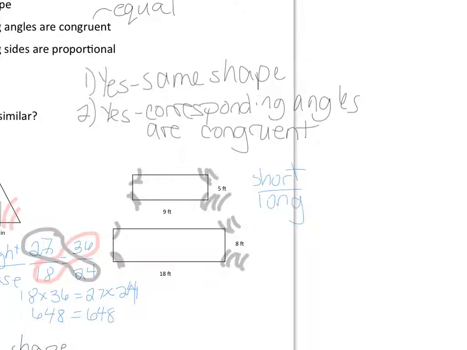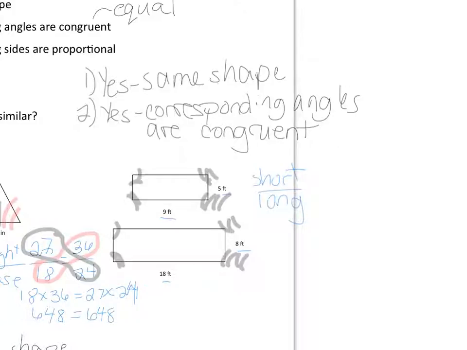The other thing to note is, in order for these two to be congruent, all of the sides would have to be the same. So the fact that this one is 9 feet, that means that this one would need to be 9 feet. This being 5 feet means that needs to be 5 feet, or vice versa. The longer sides both would need to be 18, or the smaller sides would both need to be 8 feet. So that's what I mean by congruent.